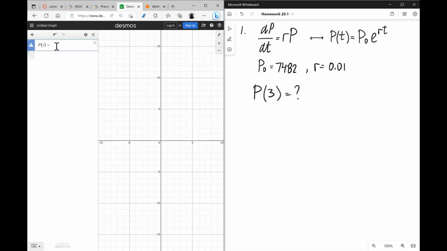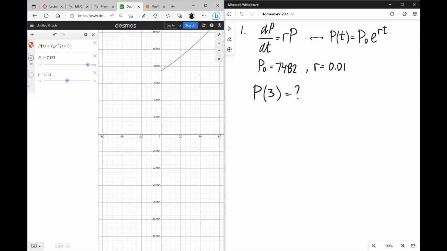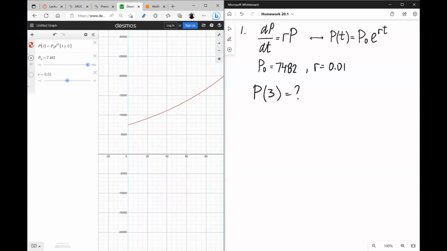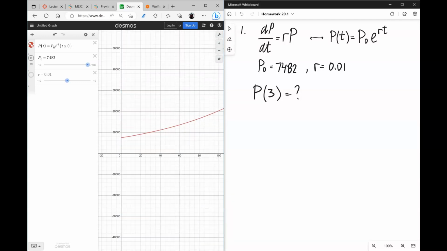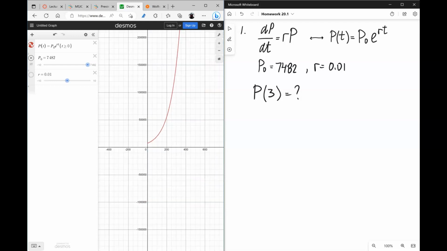So we define a function P of t, P0 e to the power RT, and we introduce these parameters. P0 is 7482, R is 0.01, and sometimes it makes sense to specify that t is greater than or equal to 0. And this is the graph that represents the growth of this population. As you keep zooming in, you're going to see that since there is no constraint, this population will just continue to grow.